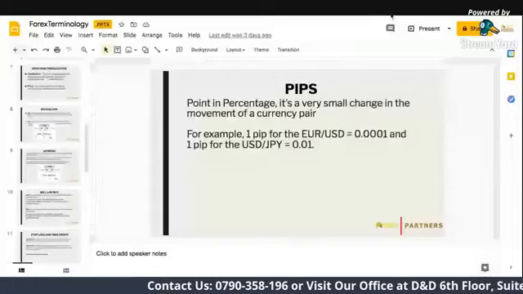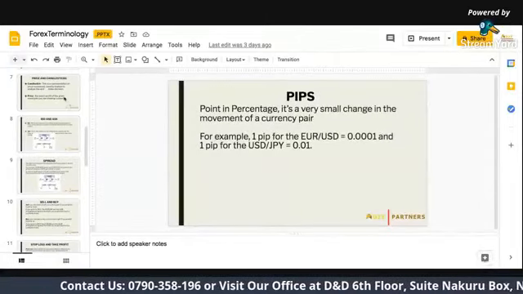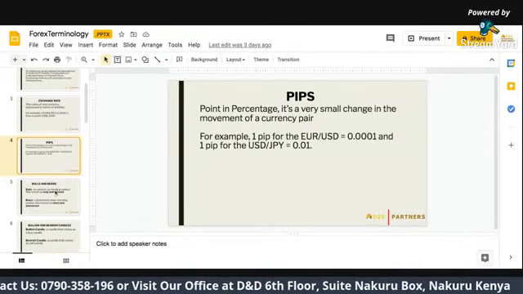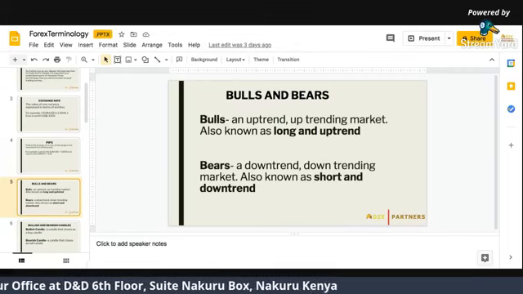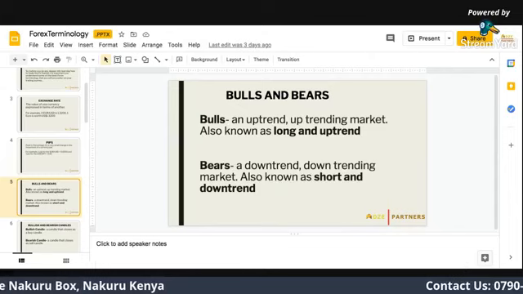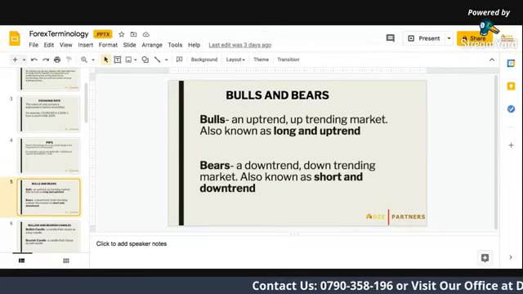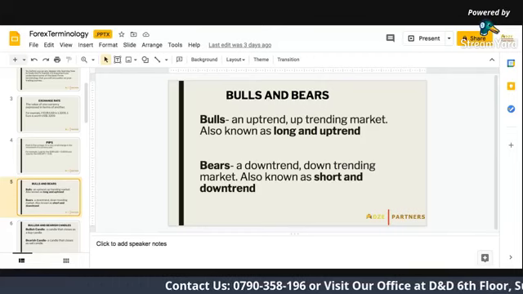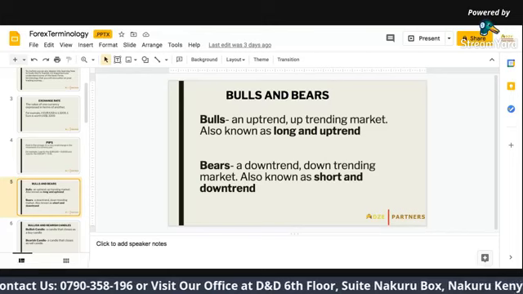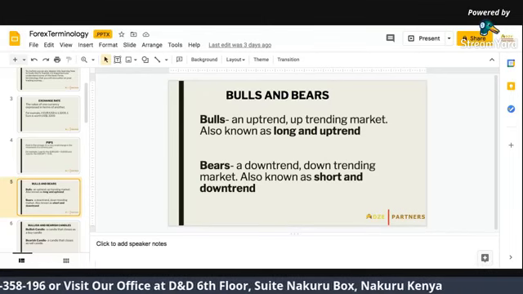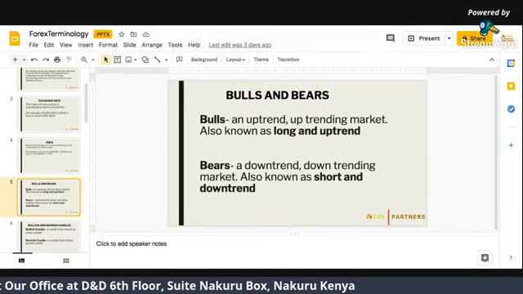Number three, we have bulls and bears. Bulls indicate an uptrend of a trending market, also known as long. So you hear that there's a bull run. That means the market is going up, up, up. The reason they chose bull is because bulls usually attack with the head, and to kill, they throw the head up.